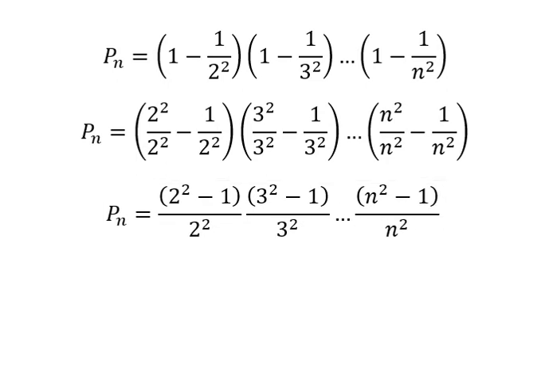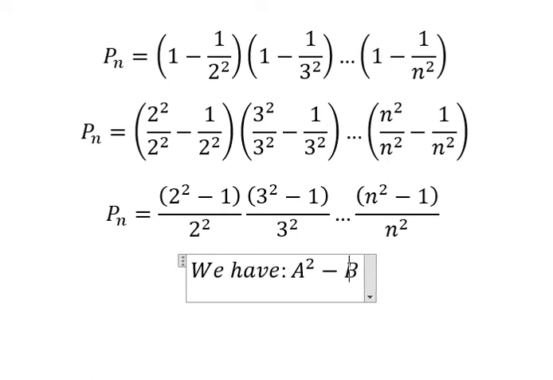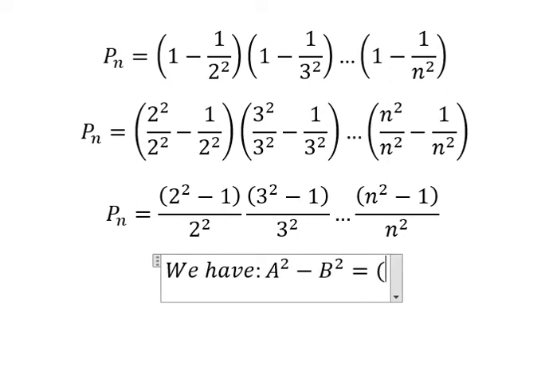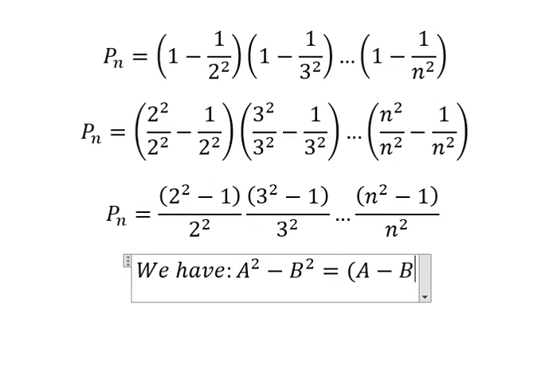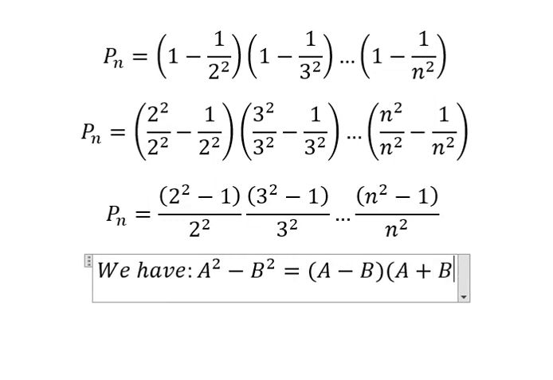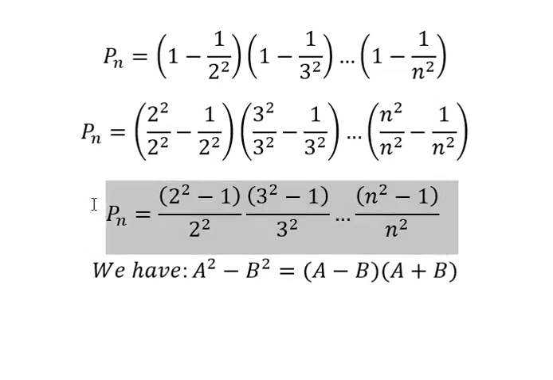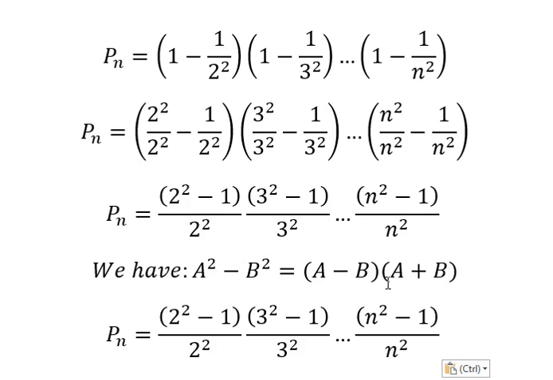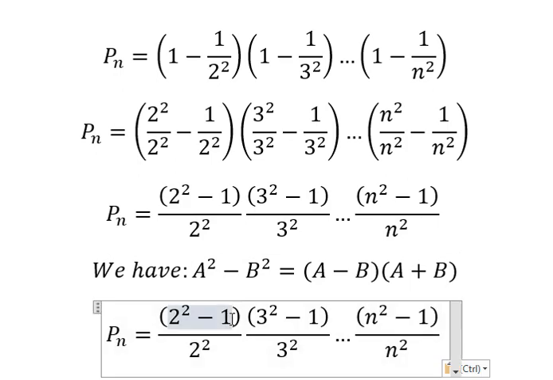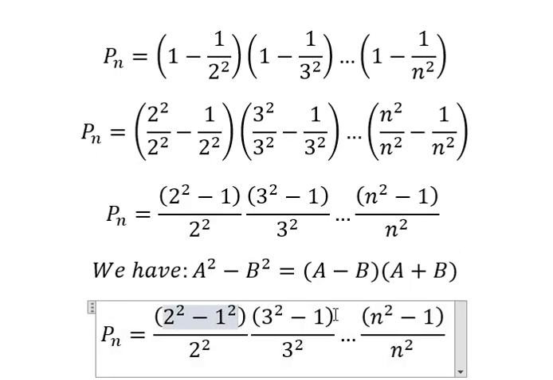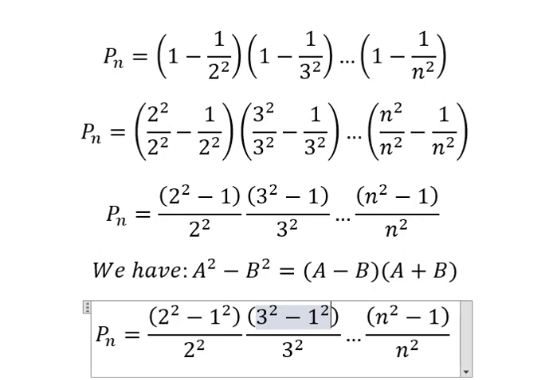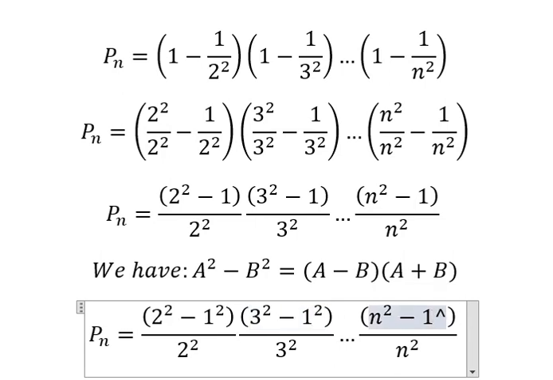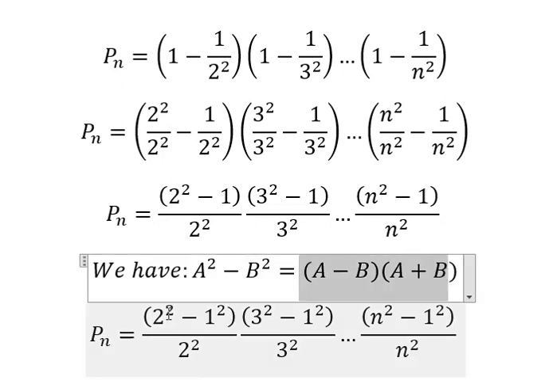Next, we have the formula in here. A squared minus b squared equals a minus b multiplied by a plus b. So, number 1, that is about 1 squared. So, this one we can transform into this one.